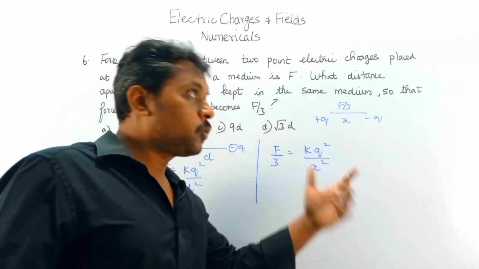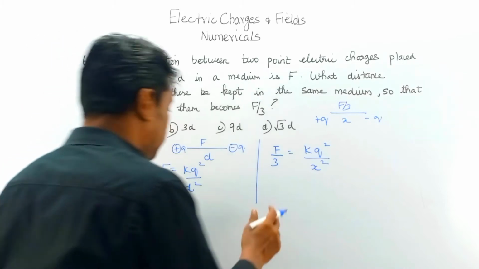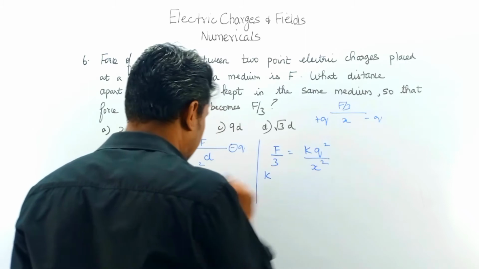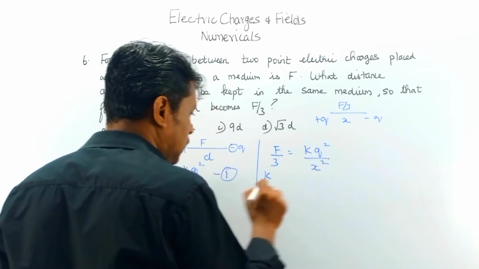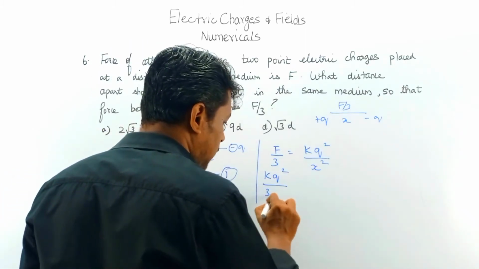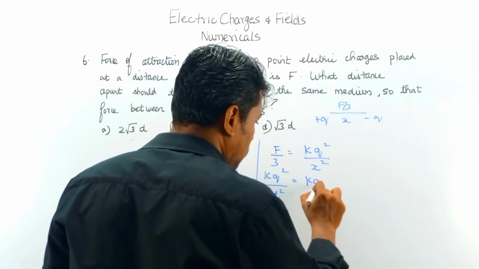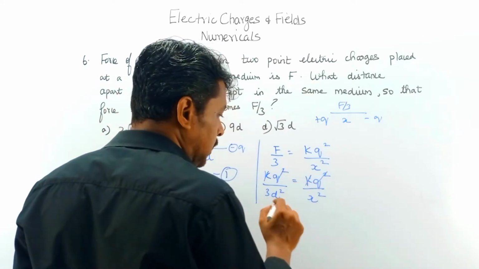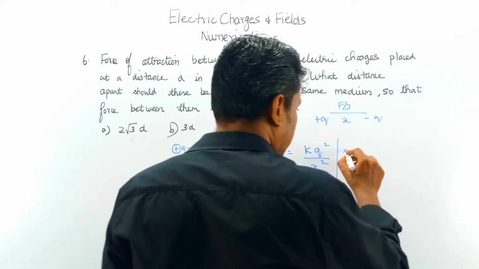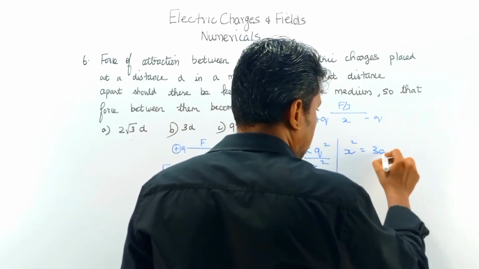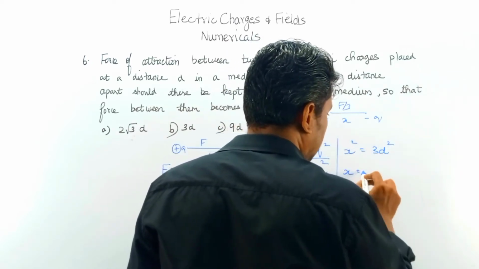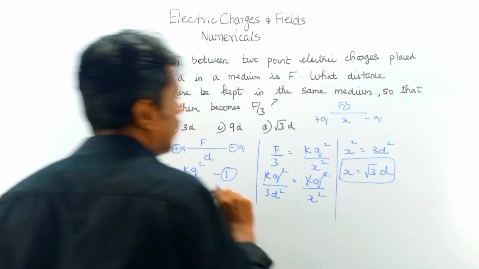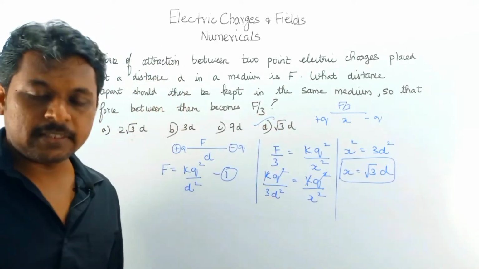F by 3 is equal to k q square by x square. But we already know that F is k q square by d square. So substitute for F, that is from 1: k q square by 3 d square is equal to k q square by x square. So these two values get cancelled. From this we can see that x square is equal to 3 d square, it means x is equal to root 3 into d.